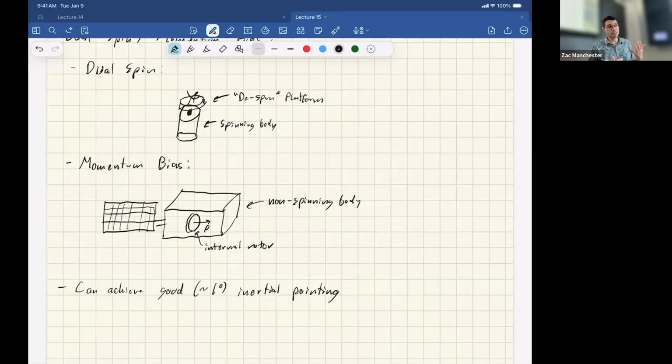So they have very stable inertial pointing that can be quite good. But if you want to slew this thing, you end up having to use a ton of torque to move that big angular momentum vector around. So they're very slow. They're not agile. And that's the main disadvantage of these things and why modern designs have moved away from them.